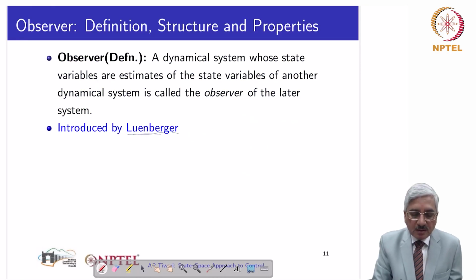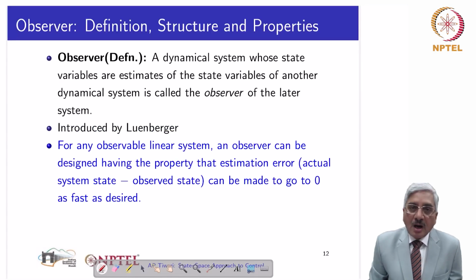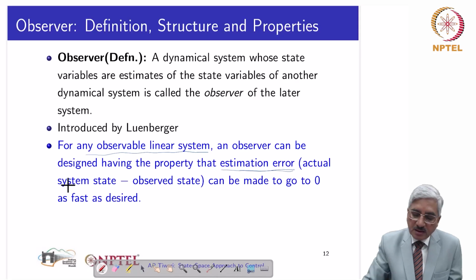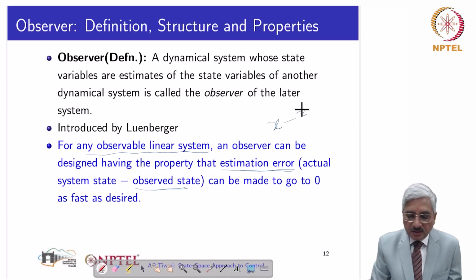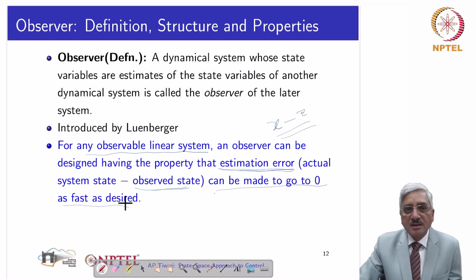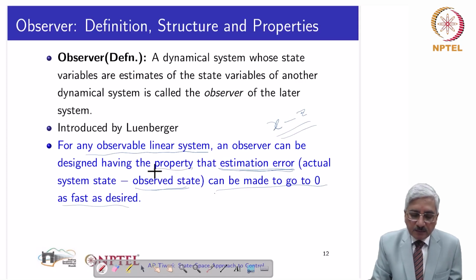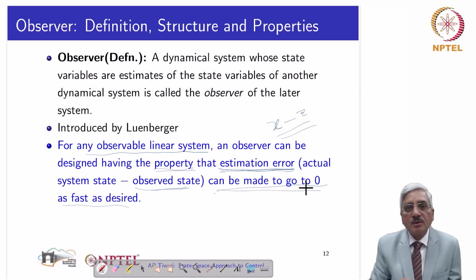Now it was introduced by Luenberger in around the 60s, and for any observable linear system, an observer can be designed having one property. This is the property. The estimation error, which is defined as the system state X minus the observed state, let me denote it by Z, this estimation error X minus Z can be made to go to 0 as fast as one desires, as fast as is required. So the Luenberger observer is a dynamical system which will generate the estimates of the states of a dynamical system, and it will have the property that the estimation error will go to zero very fast.